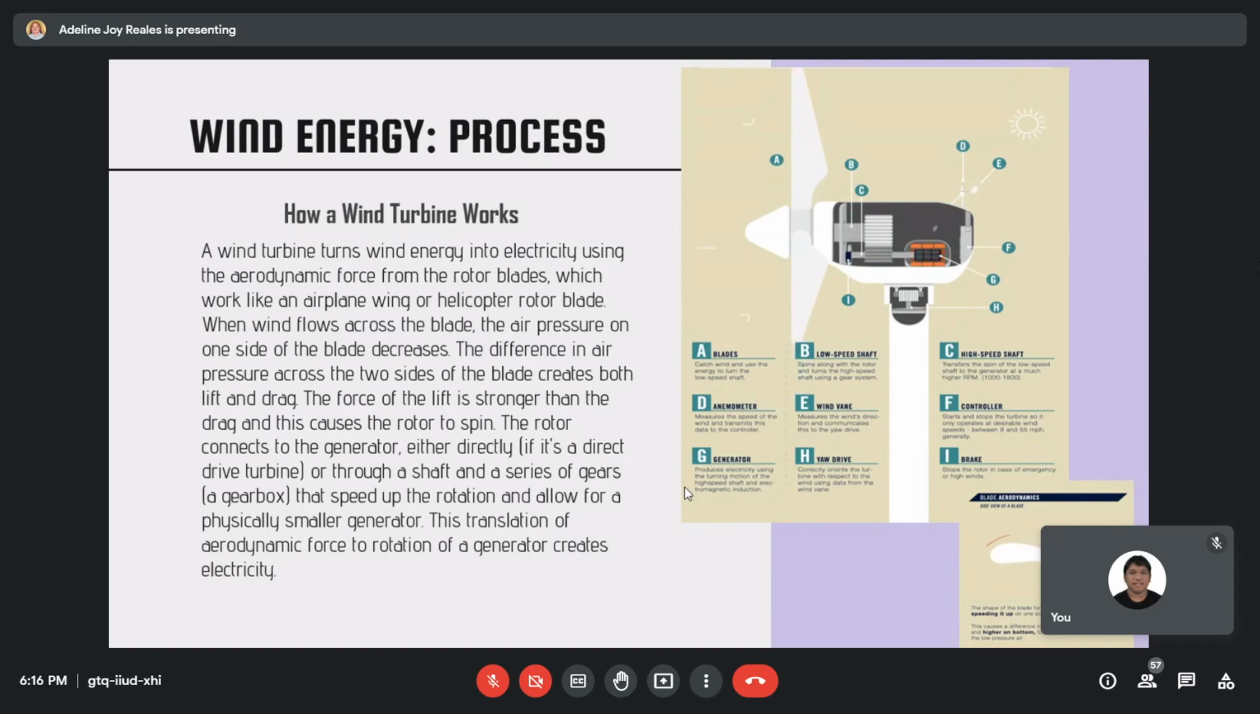The force of the lift is stronger than the drag and this causes the rotor to spin. The rotor connects to the generator either directly or through a shaft and a series of gears that speed up the rotation and allow for a physically smaller generator. This translation of aerodynamic force to rotation of a generator creates electricity.